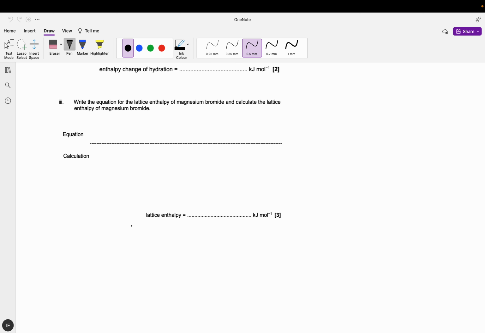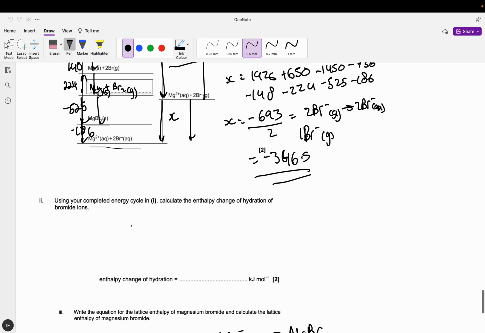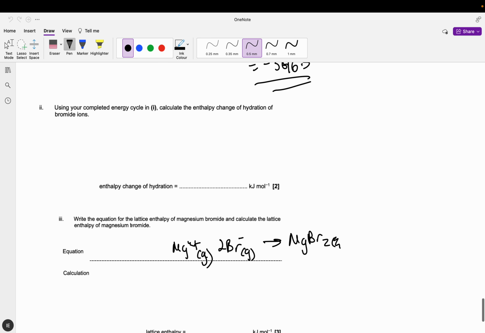So what are the gaseous ions? It's Mg2 plus and 2Br minus. So you're going from the gaseous ions to the compound. Hopefully that makes sense. This is how we define it. This is what lattice enthalpy means: from the gaseous ions to the solid ionic compound.